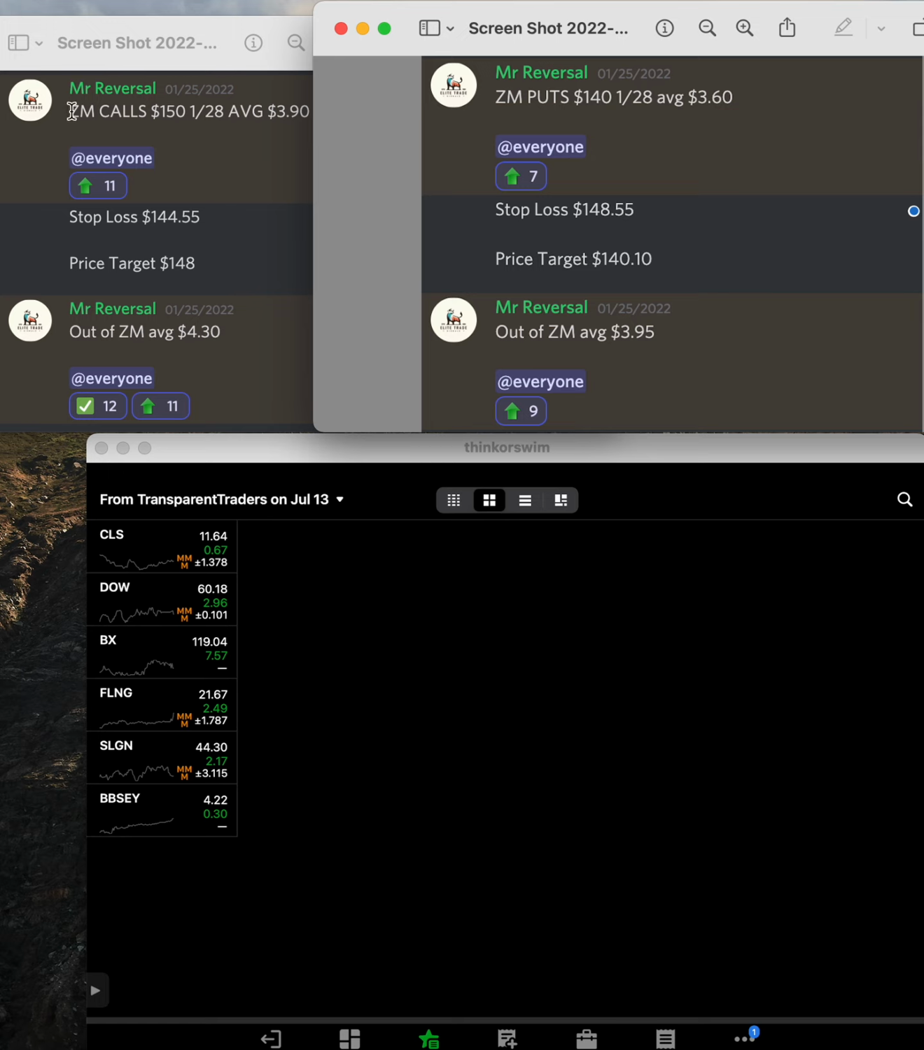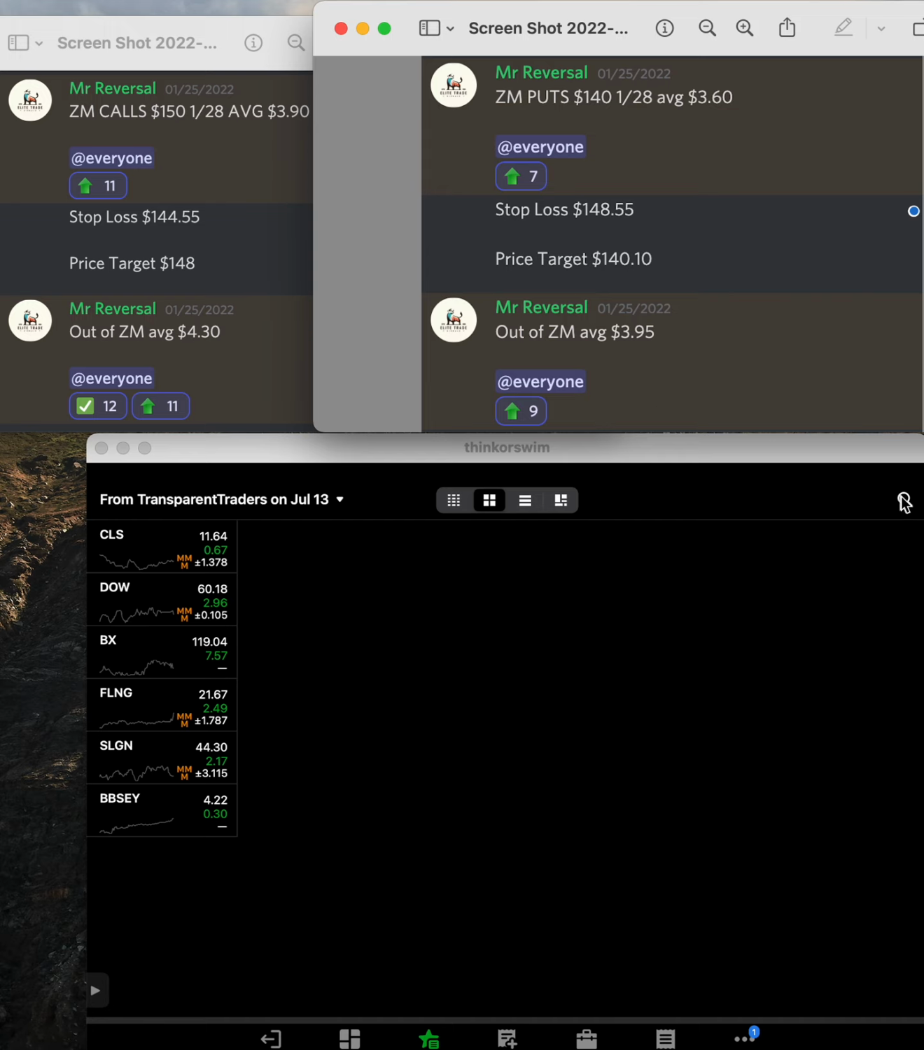First things first, our call: ZM is the ticker. We always give the ticker. We give if it's a call or put. Calls, you want the stock to go up. Puts, you want it to come down. We give the strike price, where we want the stock to go to or get near. Then the expiration date, the date that the contracts expire, and the average is the price we paid for the contract.